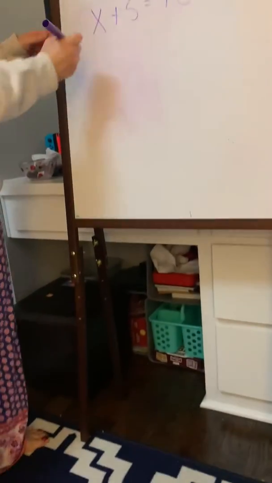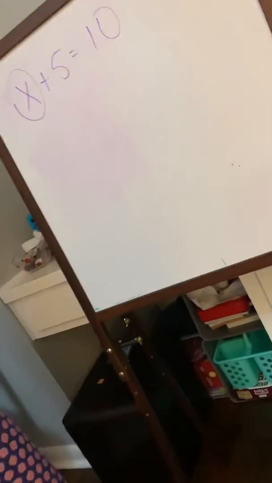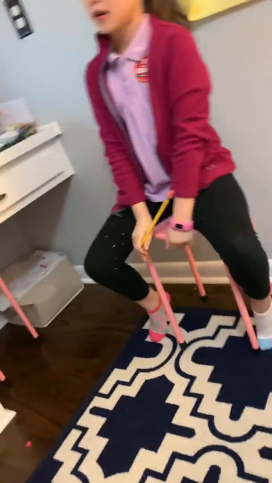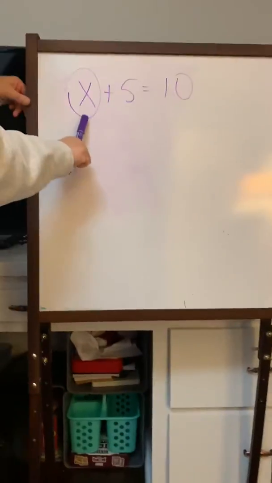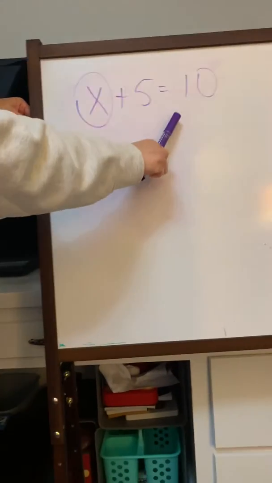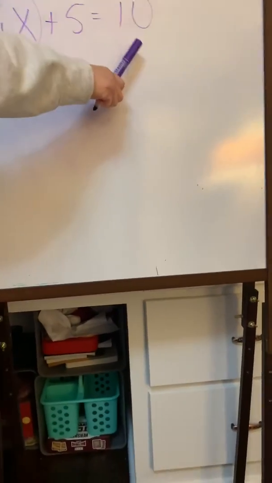So this represents what? Put your hands up and go. X represents what? That's exactly what algebra is all about. So in this case, some unknown number plus 5 means you'll have $10 to pay your piano teacher.